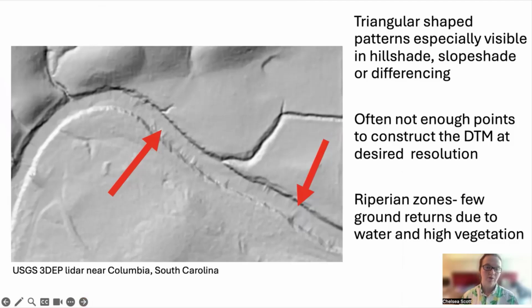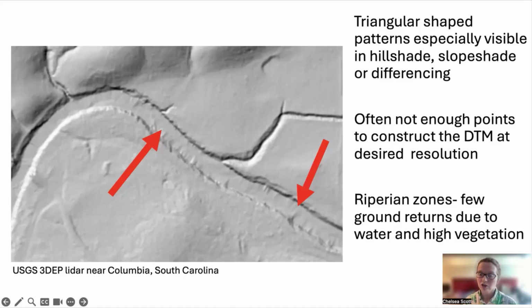So here we are zoomed in, looking at that same area from before. And using the red arrows, I've highlighted some of these tinning errors. And so these are these triangular shaped features that you see especially in hillshades, slopeshades, or topographic differencing results. So essentially products that are looking at, for hillshades or slopeshades, fairly subtle changes in the shape of the landscape, or differencing, then you might see these because they're going to be recorded differently. You'll have different tin errors between the two different data sets that go into differencing.